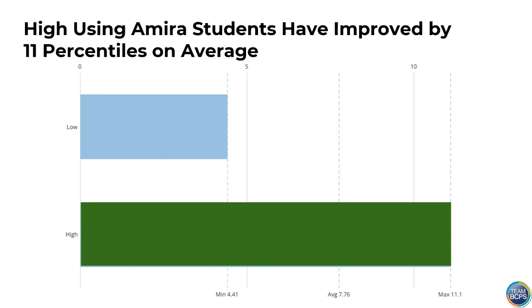And so just to show it to you a different way, this is actually percentile. What we see is that students, again, using Amira, based on either low usage or high usage, we are getting an average of about a 4 percentile gain for low usage. But for high usage students since the beginning of the year, we're seeing an 11 percentile gain. Again, this data is not final because we didn't have our entire data set, but we just wanted to give you a snapshot and an update of what is happening with Amira being used as a practice.